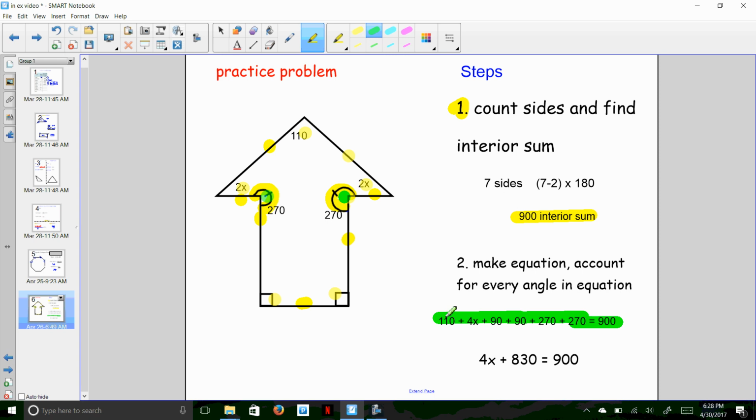And it's basically solve an equation. 4x plus 830 equals 900. Solve for x, and you have your x.